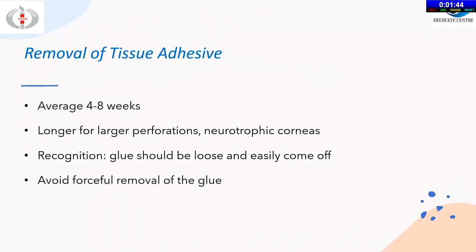The glue should be removed at an average of 4 to 8 weeks, and this duration can be a little longer depending on the size of the perforation, and also in patients with neurotrophic corneas, since the epithelial healing is hampered, we might need to keep this glue for a longer duration.